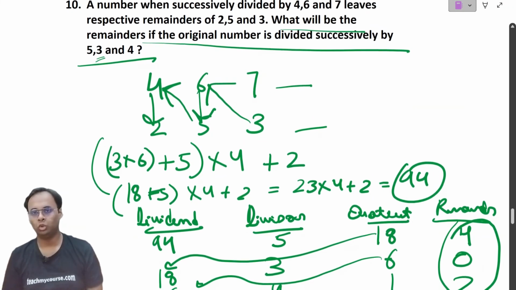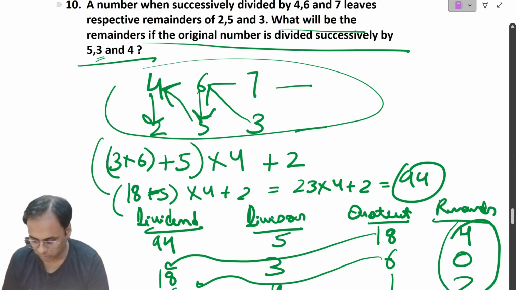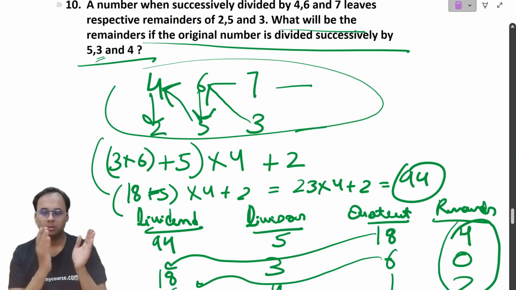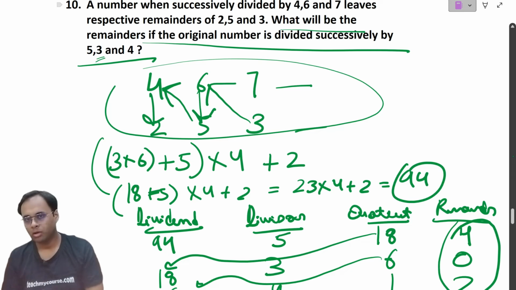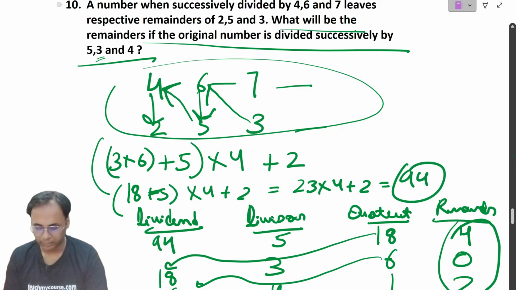So basically there are two parts in the question. First, we find the original number using this trick. Then after we got the original number, we simply performed a successive division by individually writing down the dividend, divisor, quotient and remainder. Whatever quotient is obtained in the first step goes into the dividend part in the second step. I hope you get the question.